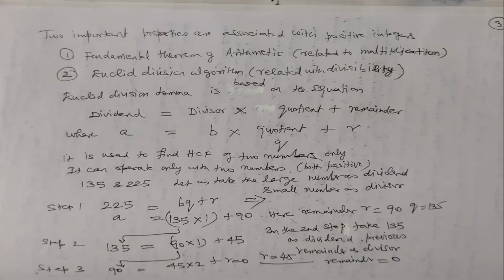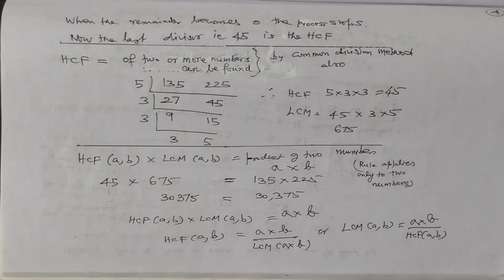That is 135 is equal to 90 multiplied by 1 plus 45. Now the remainder is still not 0. It is equal to 45. Then in step 3, divisor of step 2 becomes dividend of step 3. 90 is equal to 45 multiplied by 2 plus remainder is equal to 0. When the remainder becomes 0, the operation stops. Here the divisor of the last step, 45, becomes the HCF.